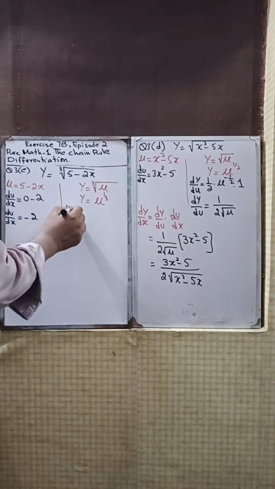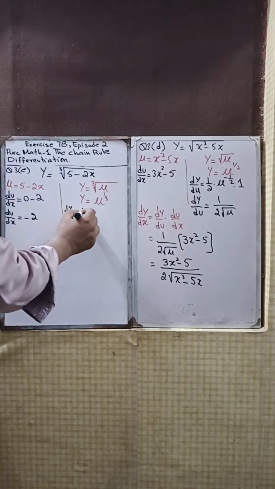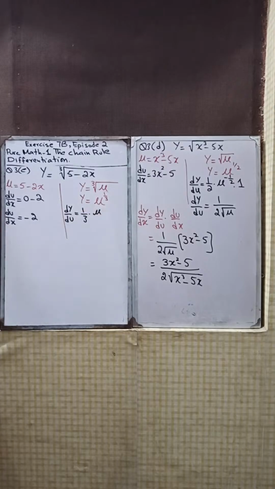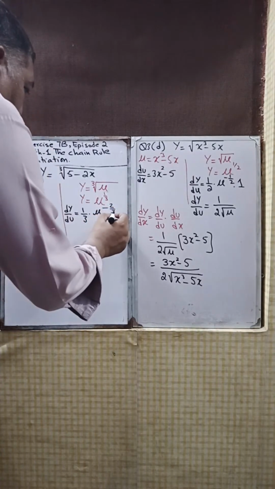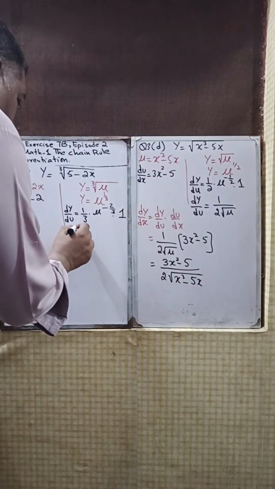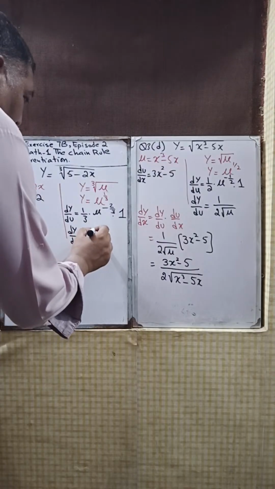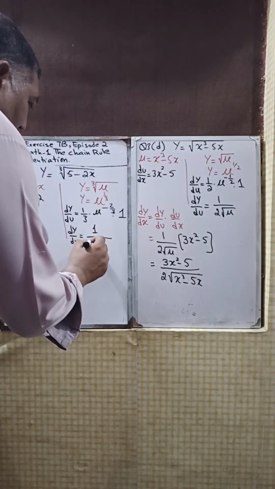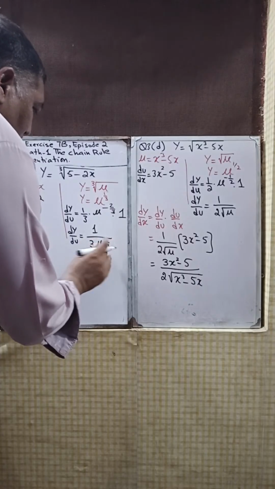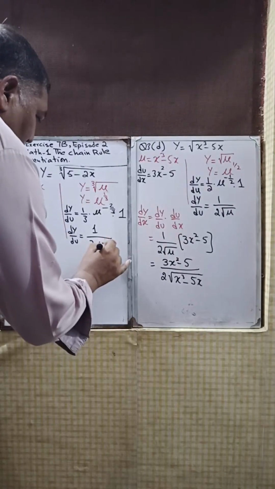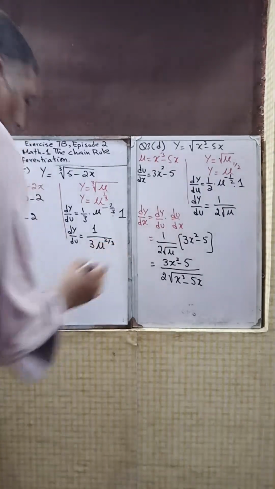In the same way, dy by du will be equal to 1 by 3 into u raised to 1 by 3 minus 1. You can do it on your calculator also. 1 by 3 minus 1, that is minus 2 by 3. And the u derivative is 1. So you will have dy by du equals, this will come downstairs, so you will have 3 and u raised to power 2 by 3.